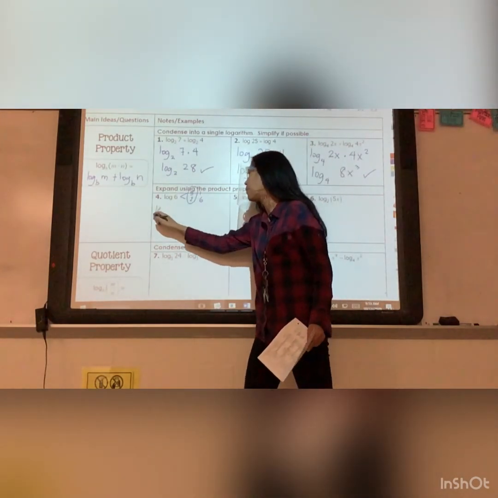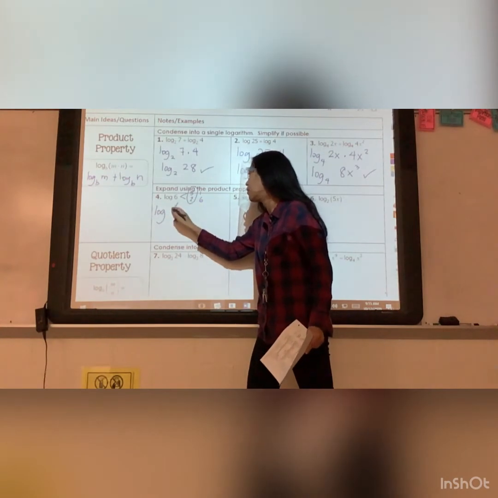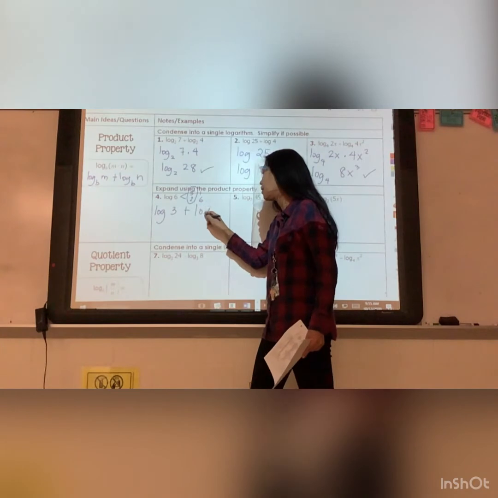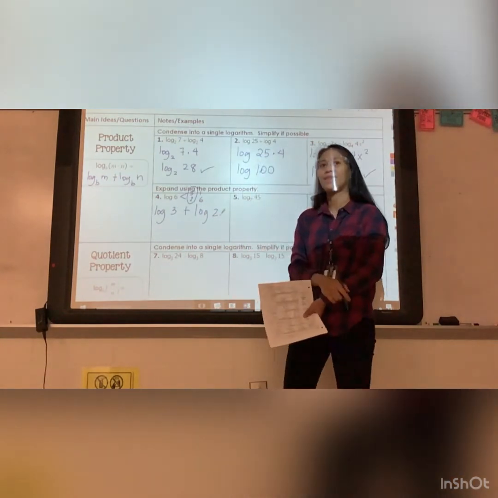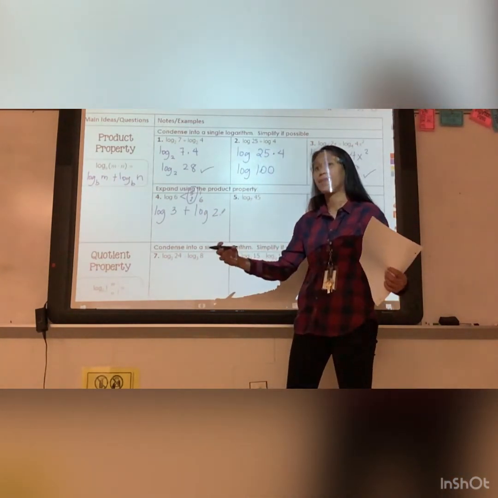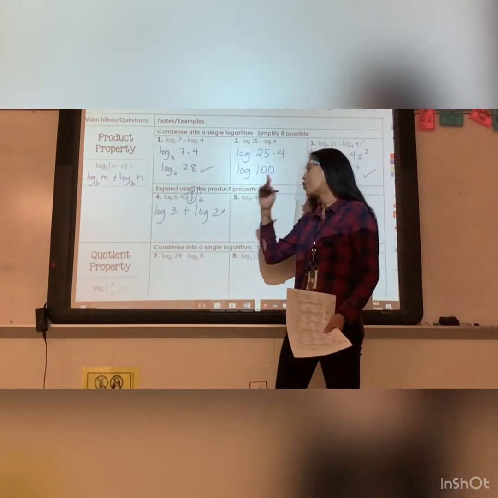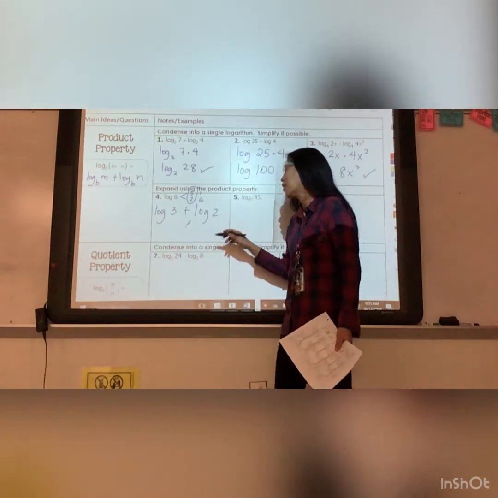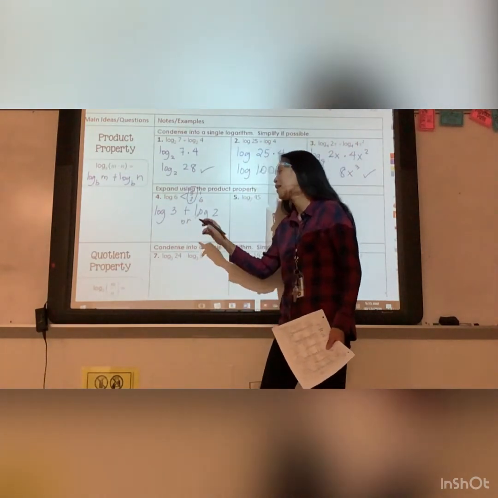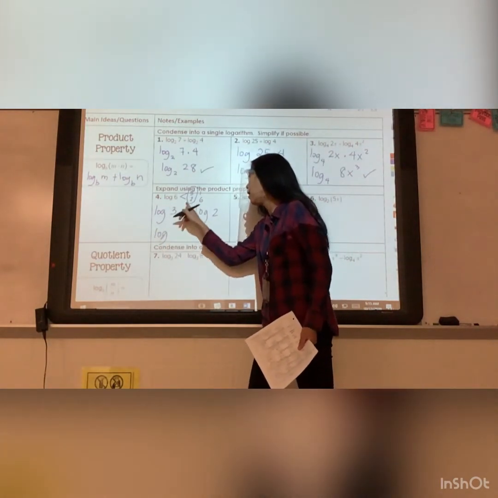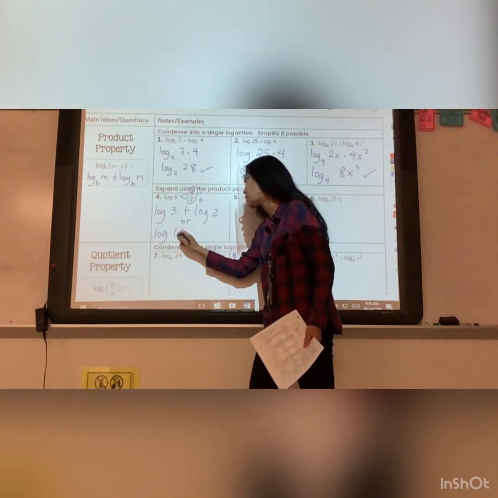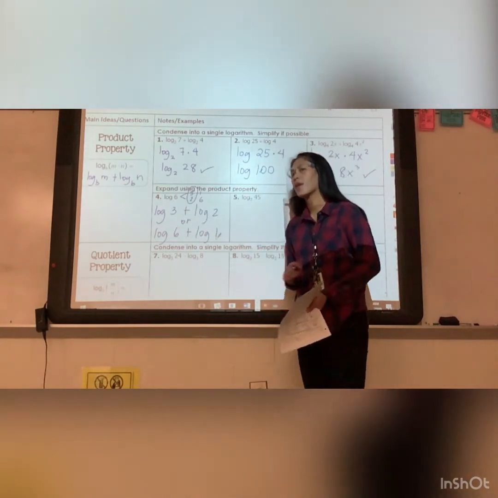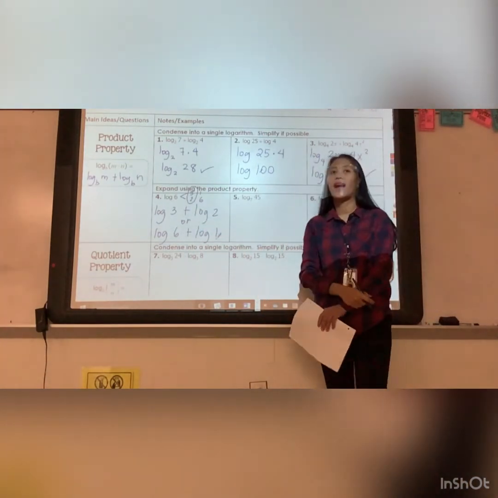So it's going to be log of 3 plus log of 2. That's it. Do not put a base. There's no written base, so it's 10. It's a common log. Or, again, you can have log of 6 plus log of 1. You see?